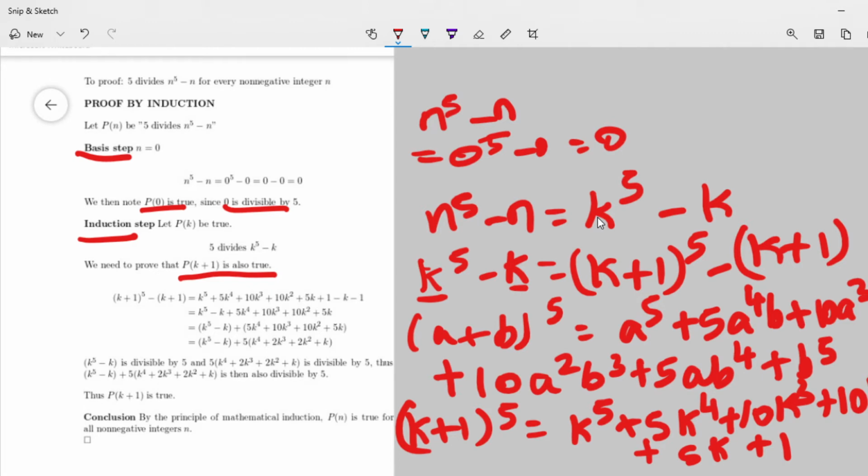So k^5 plus 5k^4 plus 10k^3 plus 10k^2 plus 5k plus 1. Then we multiply the k with minus, and plus with minus, so minus k minus 1. So this is the first step here.